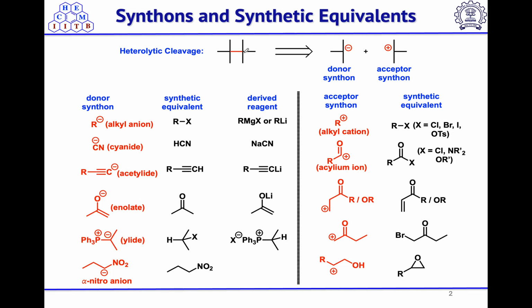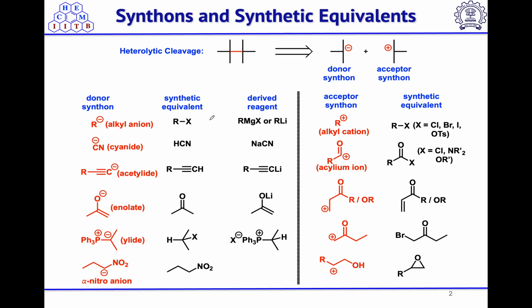So depending upon the C-C disconnection approach, we'll get different synthons. Now, if we do the heterolytic cleavage of a given carbon-carbon single bond, we'll get one donor synthon and another acceptor synthon. Donor synthon means this carbon is taking two electrons from this single bond, so the other carbon will get the positive charge, right? The carbocation is known as the acceptor synthon, and this carbanion is known as the donor synthon. So after C-C bond disconnection, we will get some donor synthon and acceptor synthon, right?